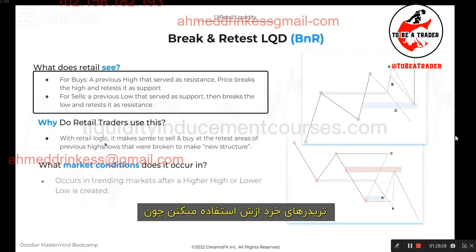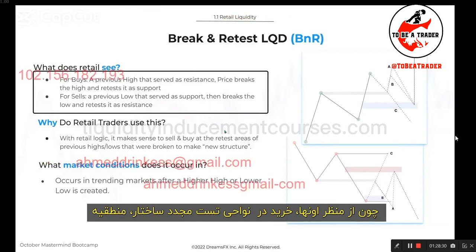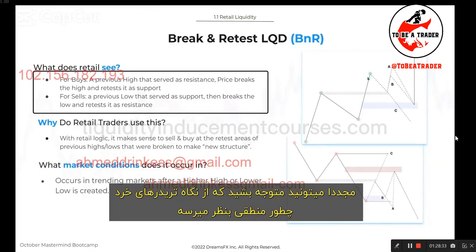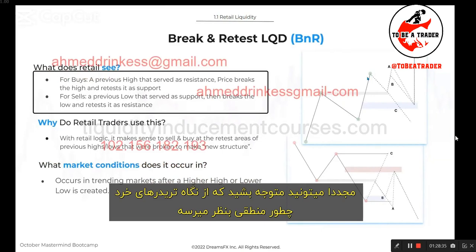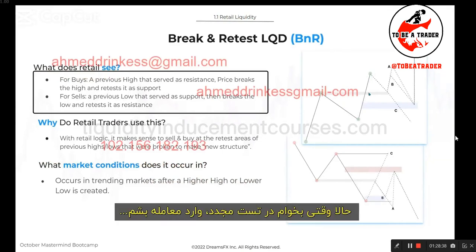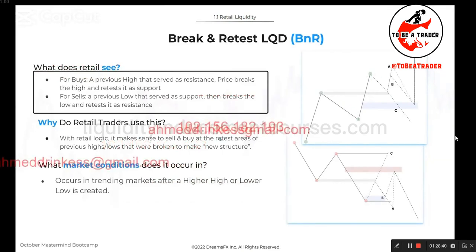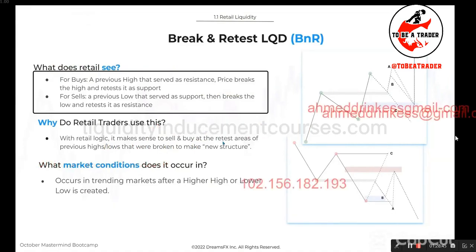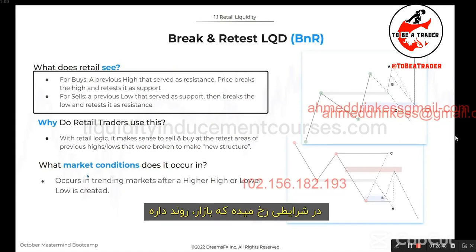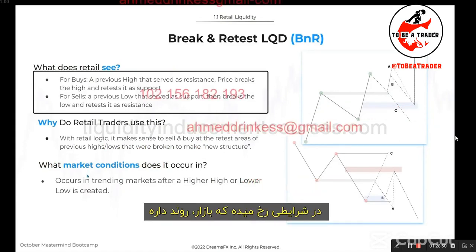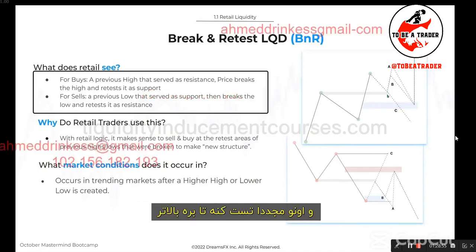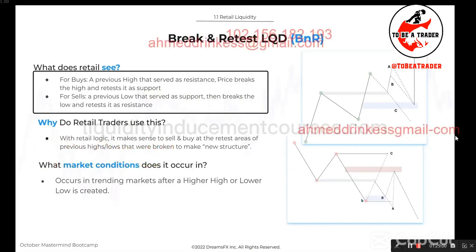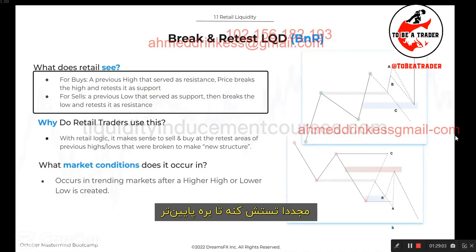Retail traders use it because with retail logic, it makes sense to buy at the retest areas of structure. Again, you can understand how it makes sense from a retail perspective. Oop, it was tested once. I'm going to trade on the retest of it. And it's just in a bullish market, bearish market, making that new structure. Now, what market conditions does it occur in? It occurs in trending market conditions as it requires a high to be broken and retested to go higher, or a previous low to be broken, retested to then go lower. That's what they're anticipating.